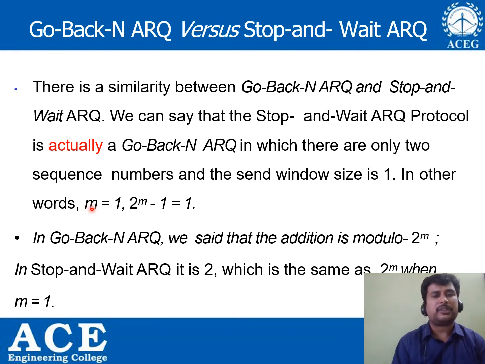The size of the window is 2 power m minus 1, which is 2 power 1 minus 1, equal to 1. So here you can send only one frame before you expect the acknowledgement. In Go Back N ARQ, we said the addition is modulo 2 power m. In Stop and Wait ARQ, it is 2 power 1, which is equal to 2, the same as 2 power m of Go Back N ARQ.